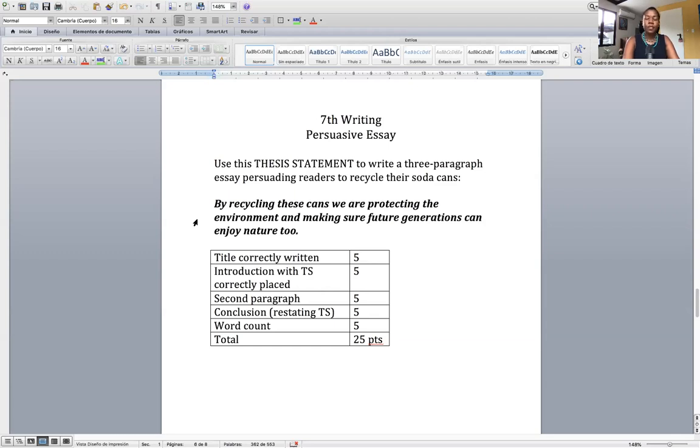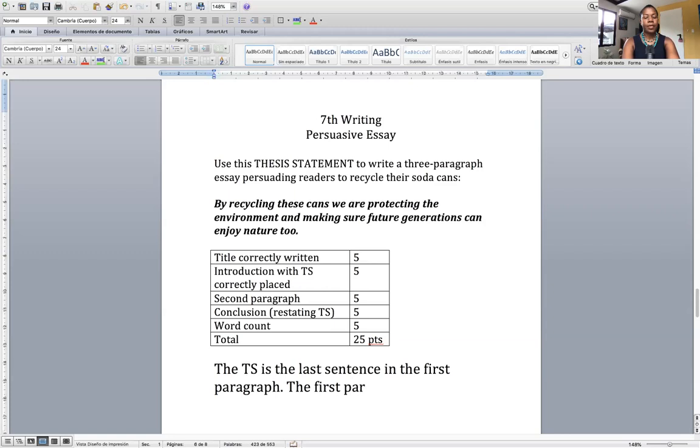I'm only asking you for 3 paragraphs. The thesis statement is not a paragraph, it's part of the first paragraph. In fact, let me write it here. The thesis statement is the last sentence in the first paragraph. The first paragraph is the introduction.